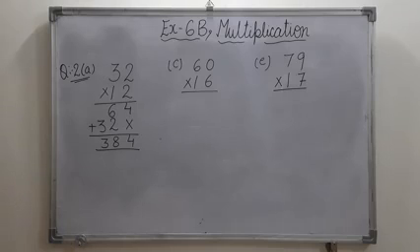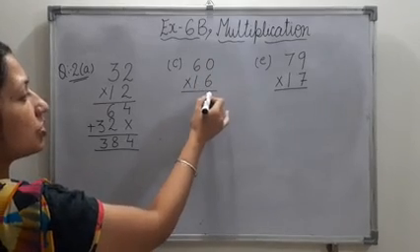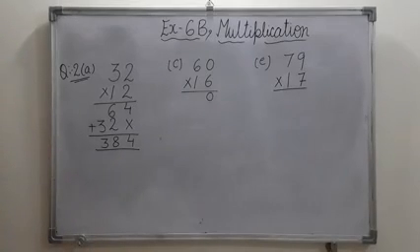Let's do C part of question number 2. Here is 6 0 0. When we multiply 0 with any number or number with 0, then we will get 0.